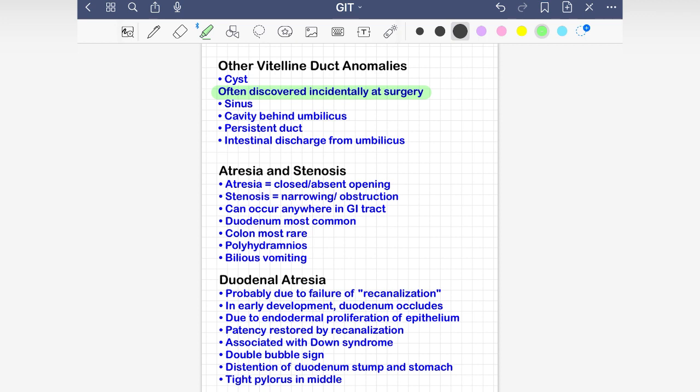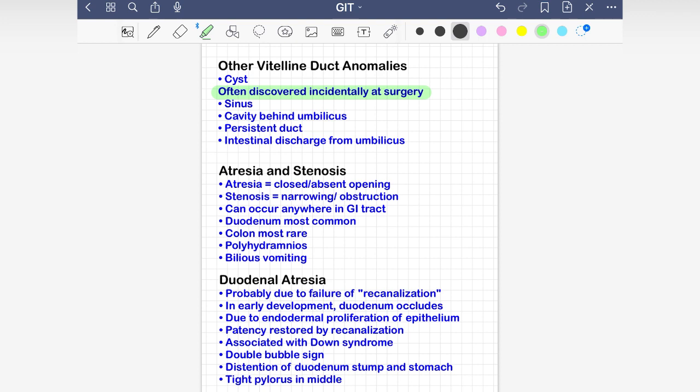Now, let's talk about atresia and stenosis of the abdomen. Atresia means a closed or absent opening, so a bowel that has atresia will end in a blind pouch. Stenosis means narrowing of bowel, and this will lead to obstruction, and atresia and stenosis can develop anywhere in the GI tract. The most common site, duodenal atresia.